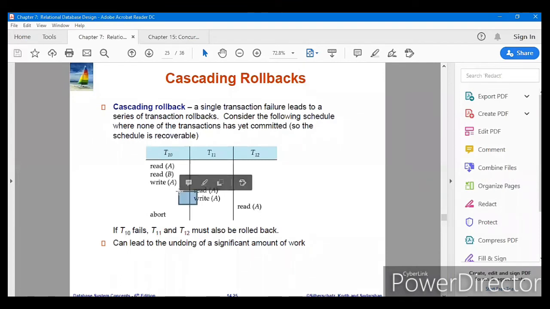So in cascading rollbacks, if T10 fails, T11 and T12 must also be rolled back, as given in this figure. This can lead to the undoing of a significant amount of work.